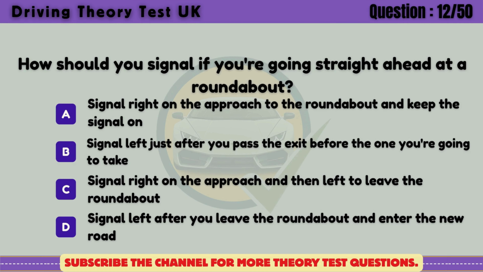Question 12. How should you signal if you're going straight ahead at a roundabout? Option A. Signal right on the approach to the roundabout and keep the signal on. B. Signal left just after you pass the exit before the one you're going to take. C. Signal right on the approach and then left to leave the roundabout. D. Signal left after you leave the roundabout and enter the new road.